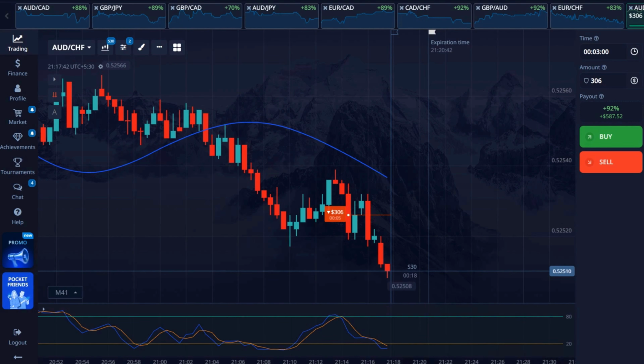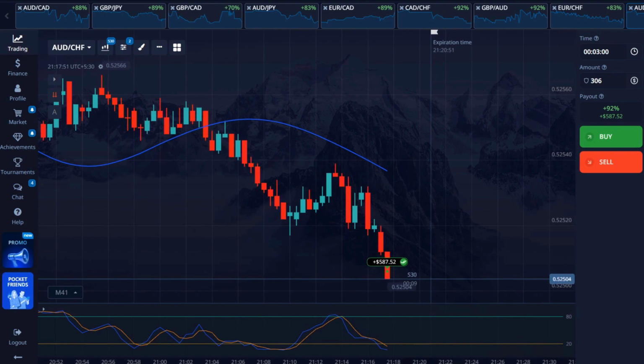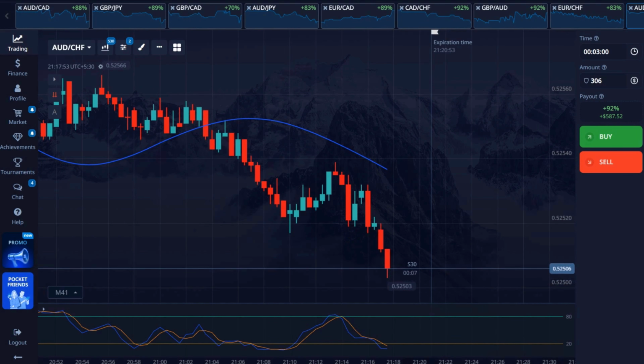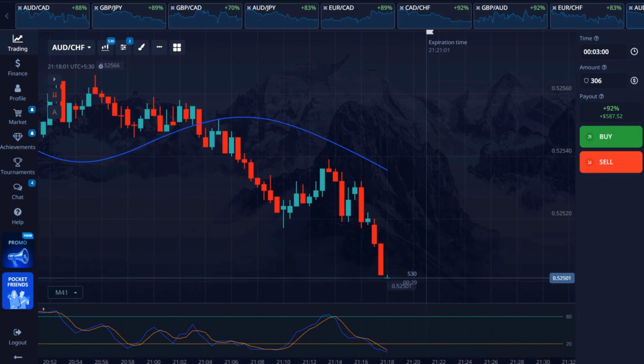Right after the entry, the next few candles turn red and the price starts dropping smoothly. This trade moved perfectly in the direction of the trend, giving us a clear winning result. That's the power of combining the triple moving average with the stochastic oscillator. It helps you catch early momentum shifts while staying aligned with the trend.